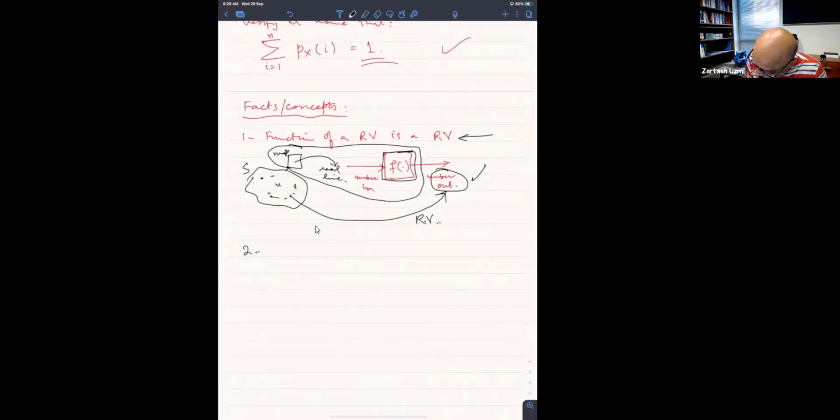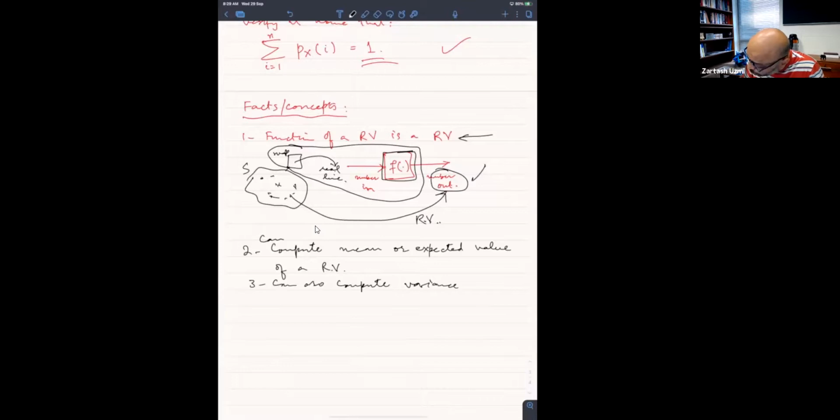Okay. We can compute the mean or expected value of a random variable. How do we do that? We will talk about that. We can also compute the variance or standard deviation of a random variable.